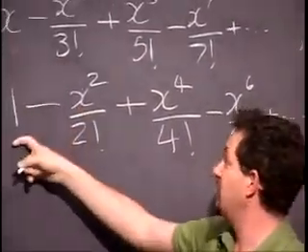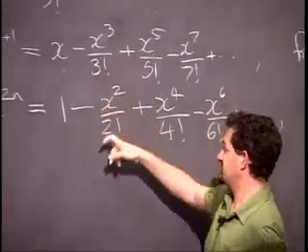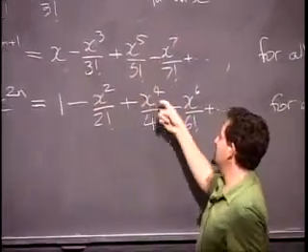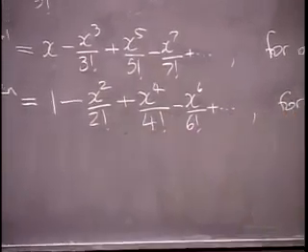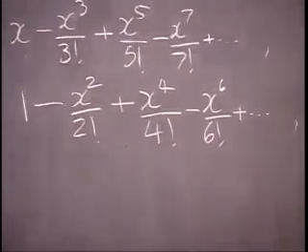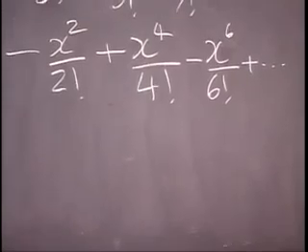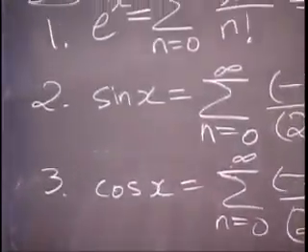Derivative of x is 1. X cubed over 6, derivative is x squared over 2. X to the 5 over 120, x to the 4 over 24. Try it and see. It's kind of nice. So, of course, the derivative of sine x is cosine x. I'll talk more about differentiating power series in a little bit.